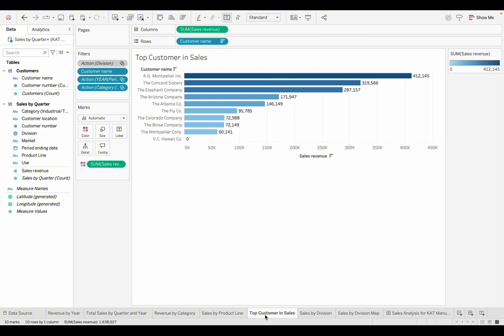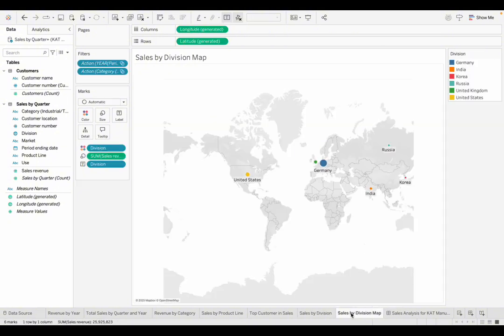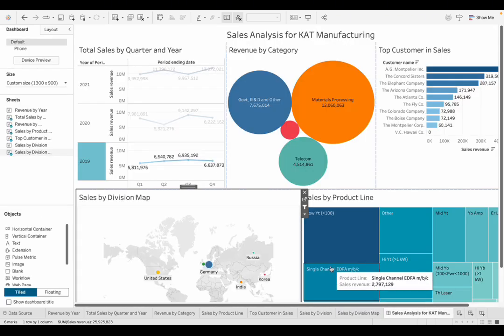Next, I have a top customers and sales bar graph that illustrates who the top customers are, which allows me to determine who's buying the most in a given region. Lastly, I have a sales by division, which allows me to figure out which countries are generating the most sales. The map allows me to have a visual display of the data from the bar graph in the previous sheet. All the sheets come together to create this analysis dashboard.